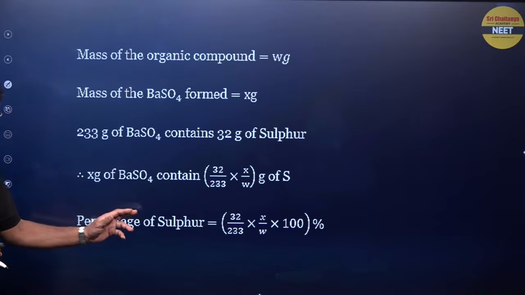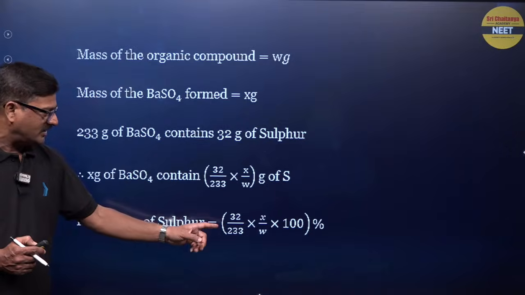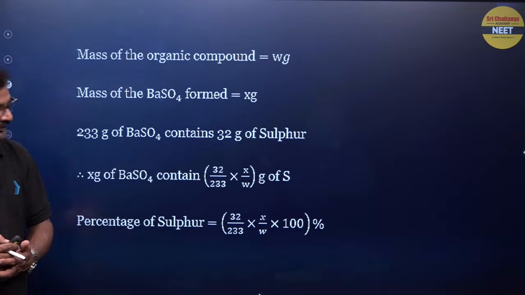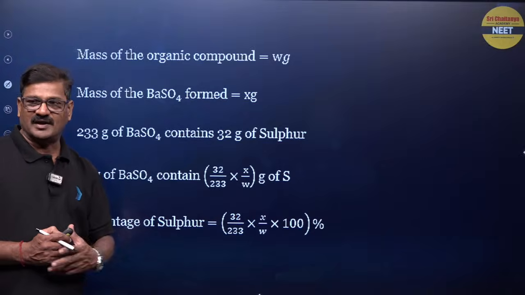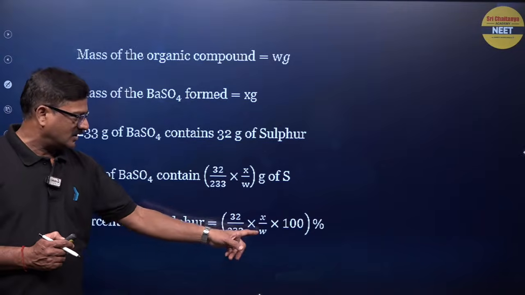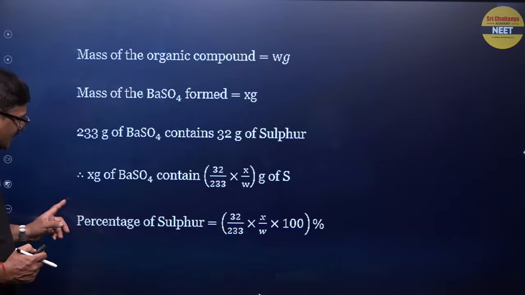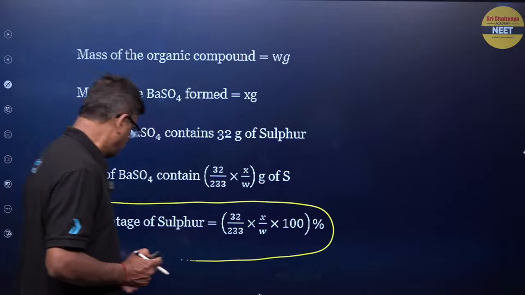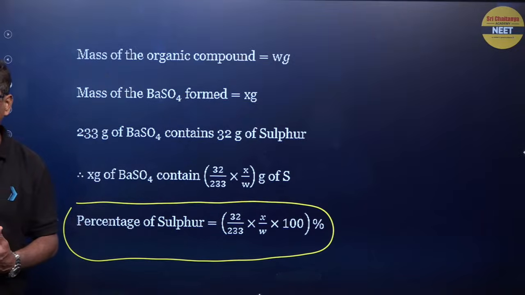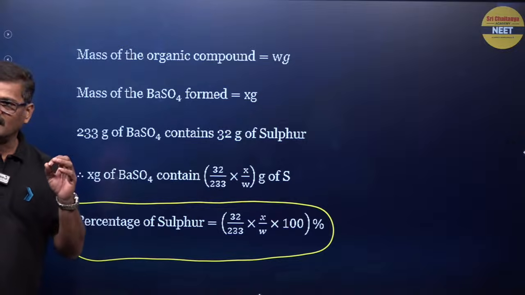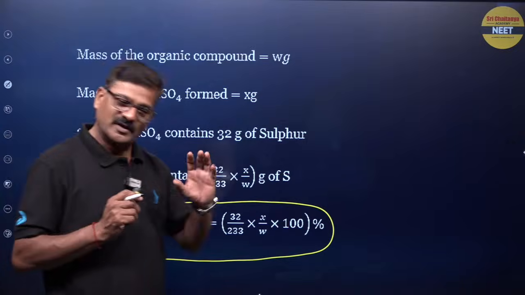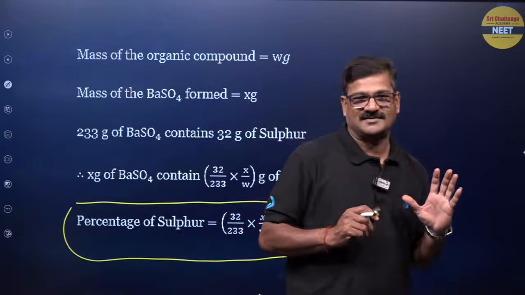The percentage of sulfur you can directly say is 32 by 233 into mass of barium sulfate upon mass of the organic compound into 100. You can directly use this. Very limited number of formulas are there, and you can use them.